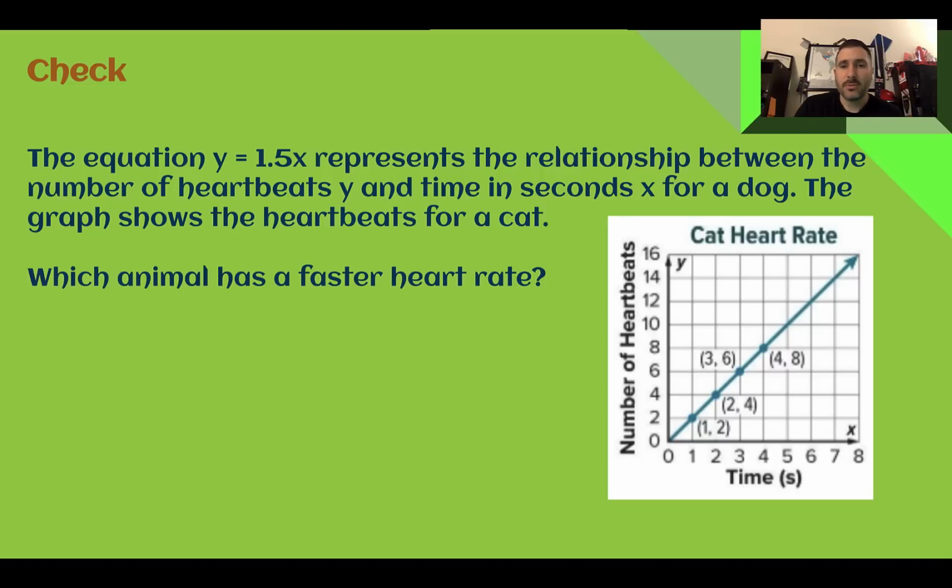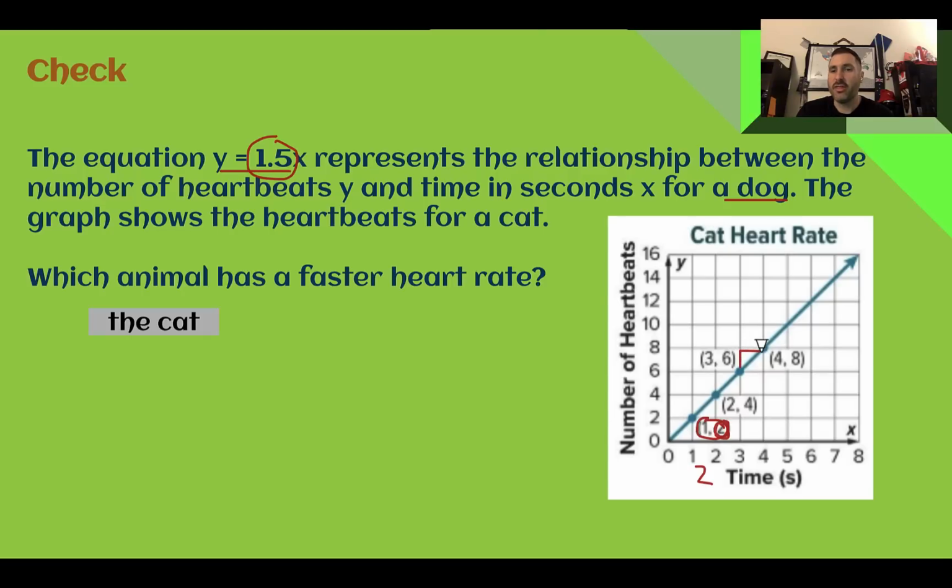Check your answer. You should have found that the cat has a faster heart rate. So let's look. This is our equation for the dog. So our heart rate here is 1.5 beats per second. If we're looking at the cat, we can just use this point here. I'm going to use the (1, r), meaning that 2 is the heart rate for the cat. 2 is greater than 1.5, so the cat has a faster heart rate.